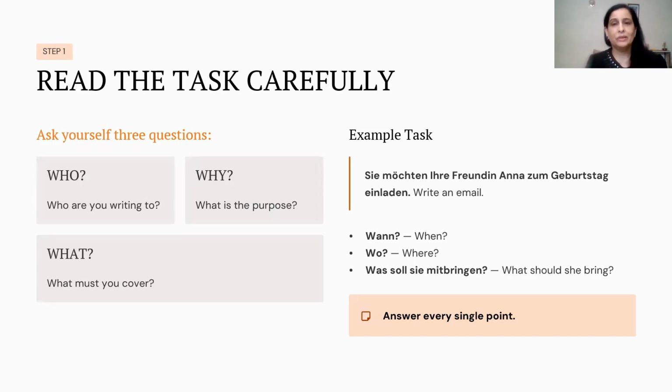Now, the example task will be: Sie möchten Ihre Freundin Anna zum Geburtstag einladen. Write an email. You would like to invite your friend Anna to your birthday, so write an email to her. And bullet points will be given to you in the exam. One is when, wo is where, was soll sie mitbringen, meaning what should she bring? So these will be the bullet points, and you have to cover all the bullet points here. Answer every single point.